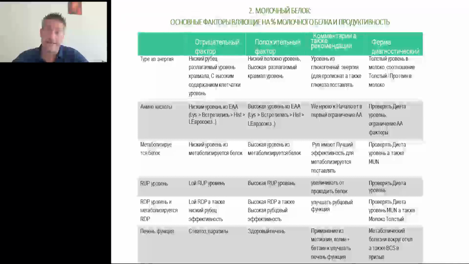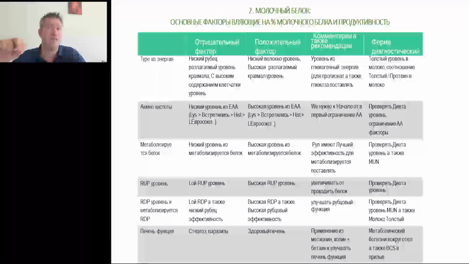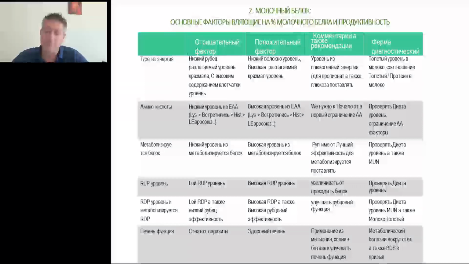Of course, the amino acids have an influence. When I have a low level of amino acids, I have a lower level of milk protein percentage. When I increase the amino acid level, first I start to balance the most limiting amino acid. When I increase this most limiting amino acid, I also increase the percentage of milk protein. When I have a low level of rumen undegraded protein, I also have a lower percentage of milk protein.